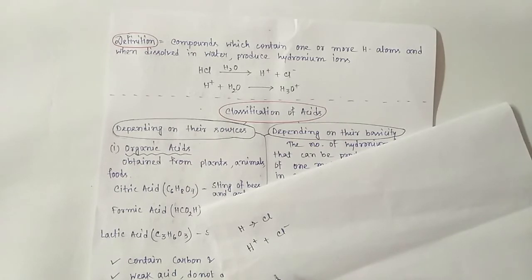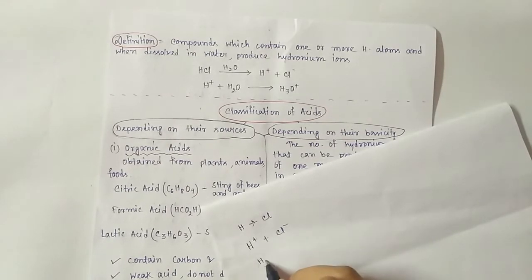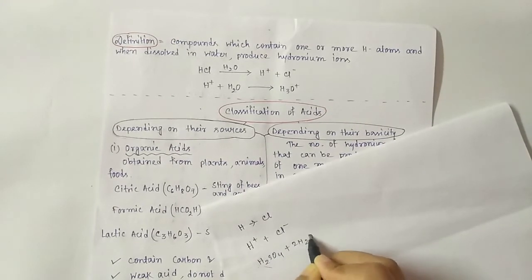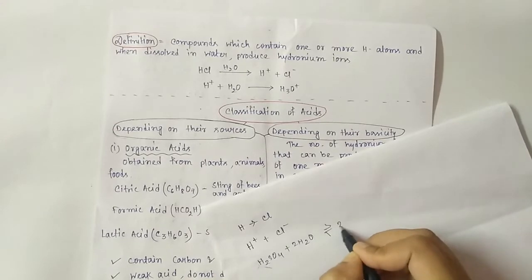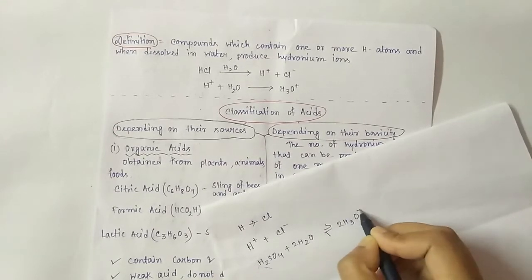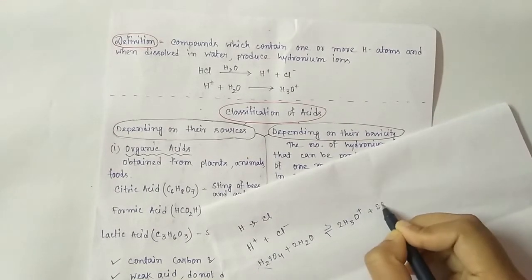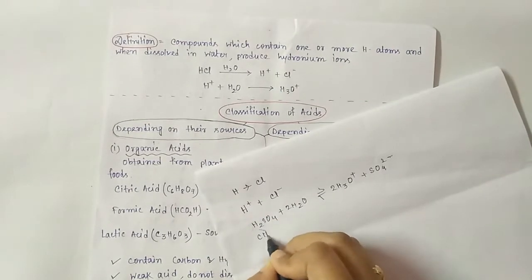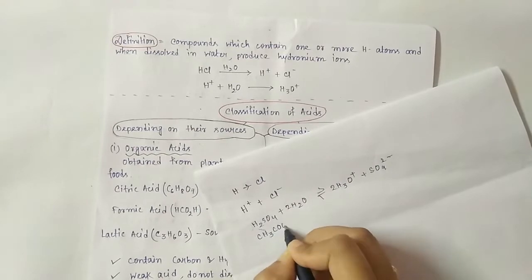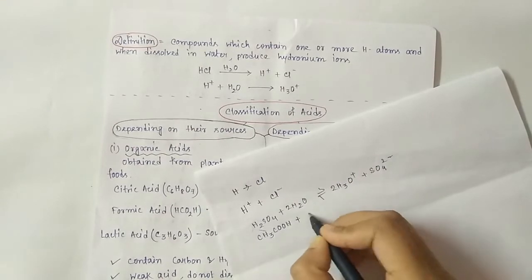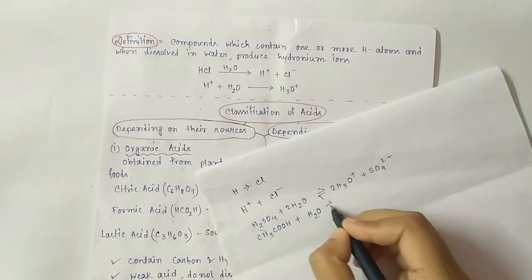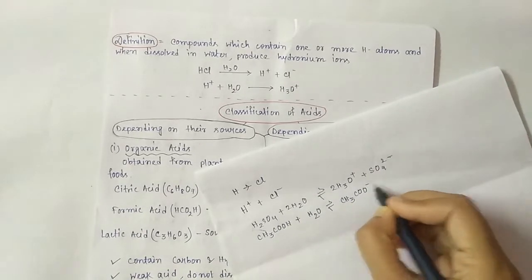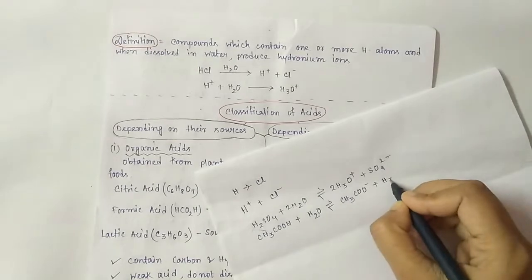Other examples are H2SO4 + 2H2O giving 2H3O+ and SO4 2-. Let's have an example of CH3CO2H, which is actually acetic acid, plus H2O, giving CH3COO- plus H3O+.